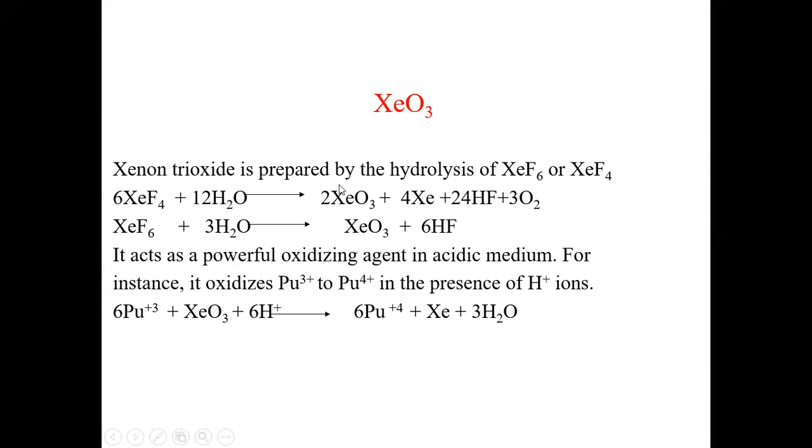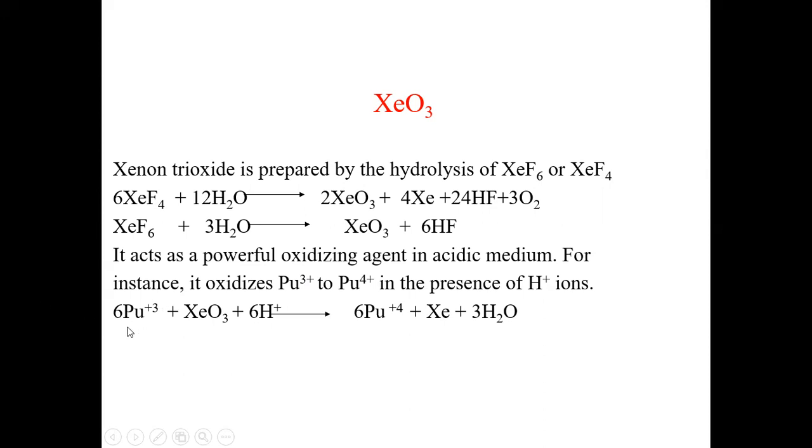Xenon trioxide is prepared by hydrolysis of xenon hexafluoride or xenon tetrafluoride. Here, xenon tetrafluoride on hydrolysis gives xenon oxide, and xenon is formed, here HF and oxygen are formed. Xenon hexafluoride on hydrolysis gives xenon trioxide and HF. It acts as a powerful oxidizing agent in the acidic medium. For instance, it oxidizes plutonium, Pu3+ to Pu4+, in the presence of H+ ions.